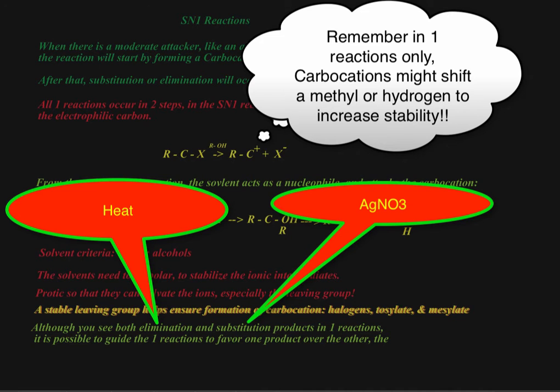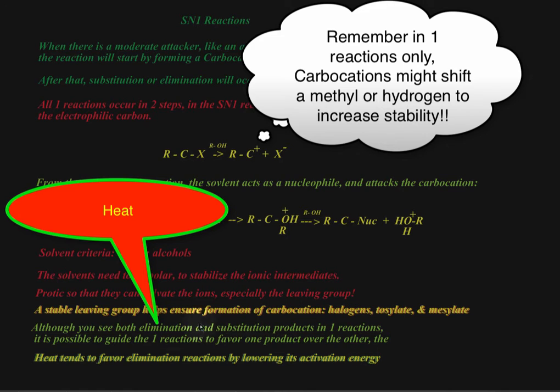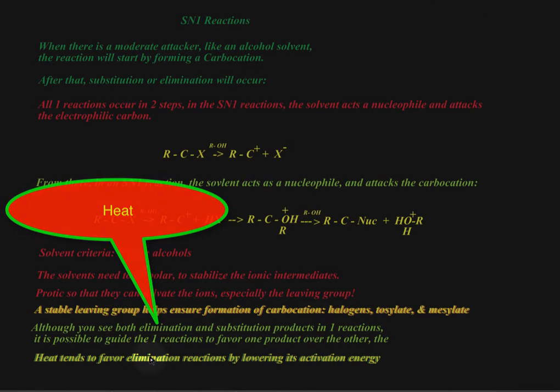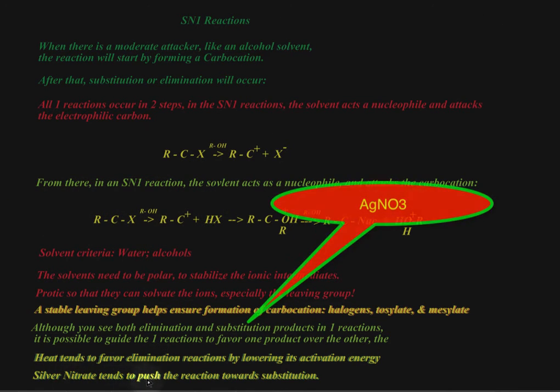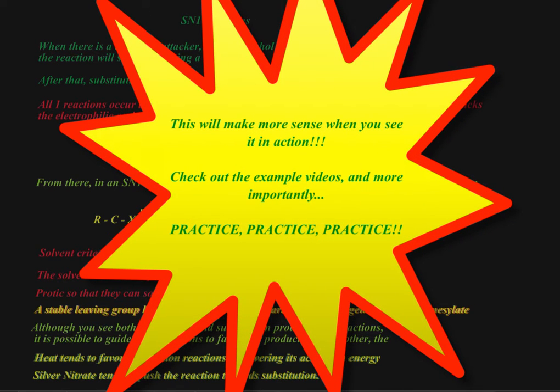One way to do it is by using heat. Heat will favor elimination reactions, lowering the activation energy of that elimination reaction, by removing the hydrogen. Or you could use silver nitrate. Silver nitrate will push the reaction towards the substitution. If you want to push the direction one way or the other, you can use either one of these techniques. We'll go over E1 reactions in the next video, so make sure you check out that series. But this is SN1.